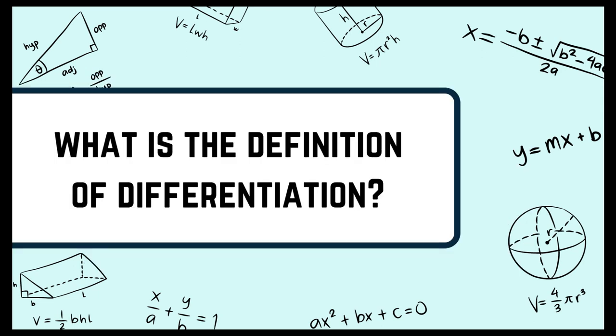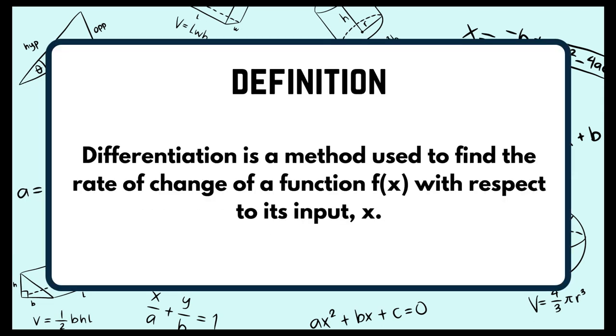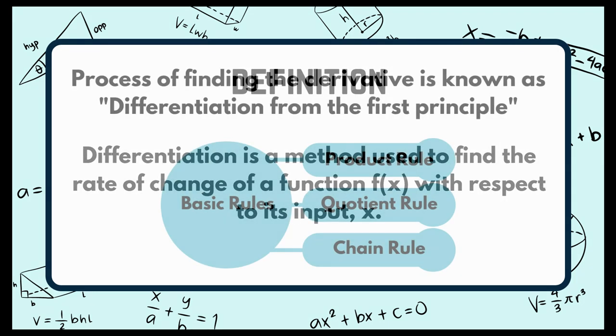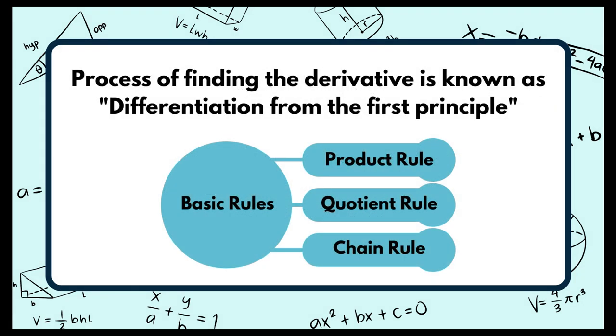What is the definition of differentiation? Differentiation is a method used to find the rate of change of a function, f(x), with respect to its input, x. The process of finding the derivative by taking the limit is known as differentiation from the first principle. Other methods that could be used to find the derivative are the basic rules such as the product rule, the quotient rule, and also the chain rule.